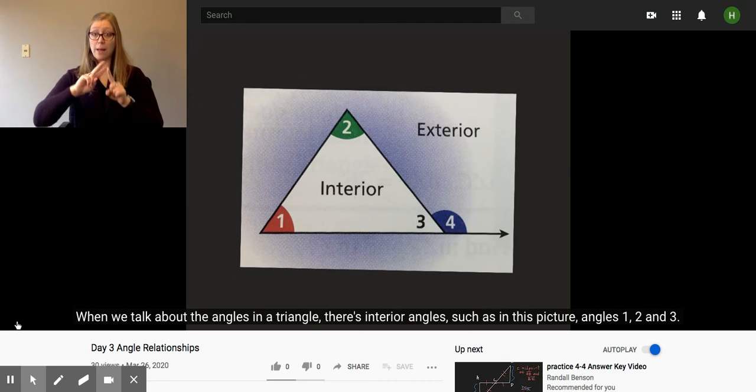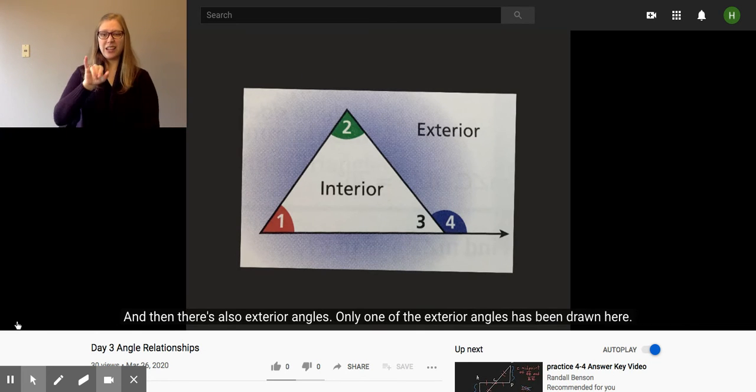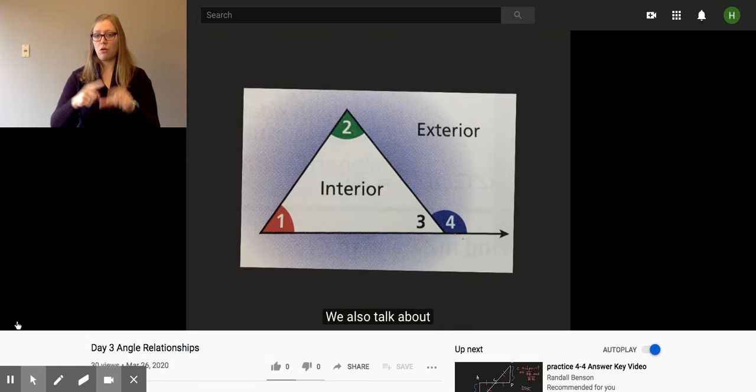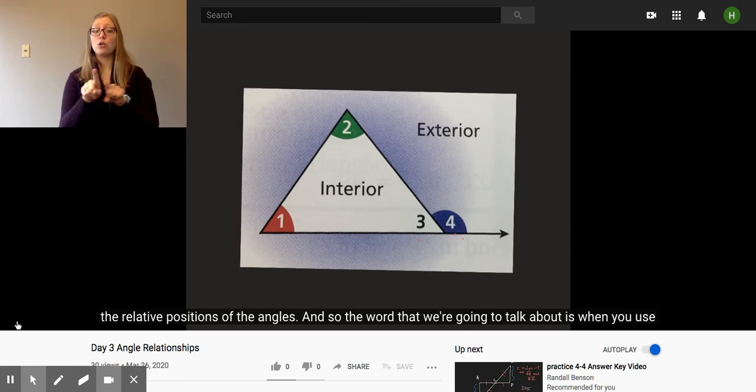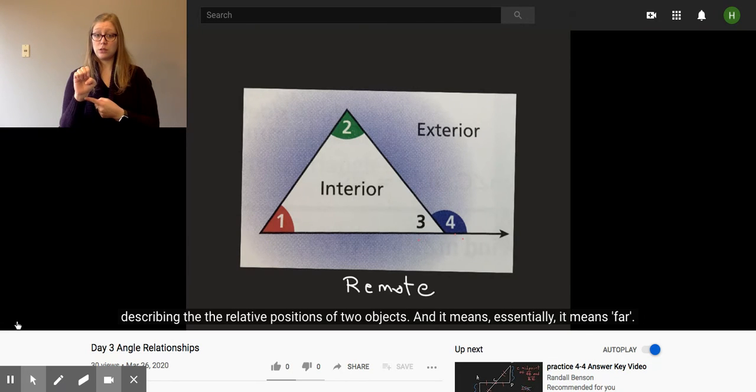So some quick vocabulary here. When we talk about the angles in a triangle, there are interior angles, such as in this picture, angles 1, 2, and 3. And then there are also exterior angles. Only one of the exterior angles has been drawn here. It's angle 4. Angle 4 is the exterior angle at angle 3. We also talk about the relative positions of the angles, and the word we're going to use is remote. Remote describes the relative positions of two objects, and it essentially means far.